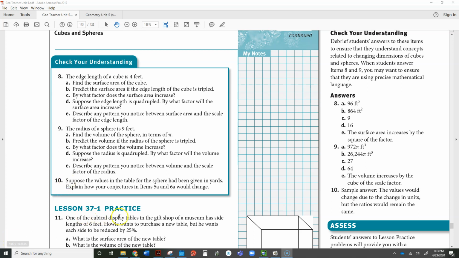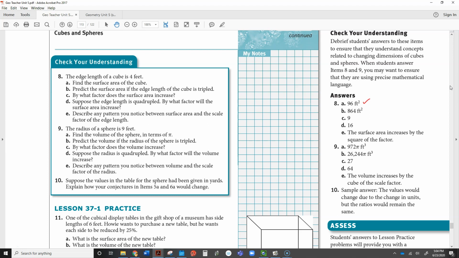All right, these are the answers to lesson 37-1 to check your understanding and the practice. It says just calculate the surface area. If you have a cube that's 4 feet, you calculate that using the formula and you get 96 square feet. Now it says predict the surface area if the edge length of the cube is tripled.